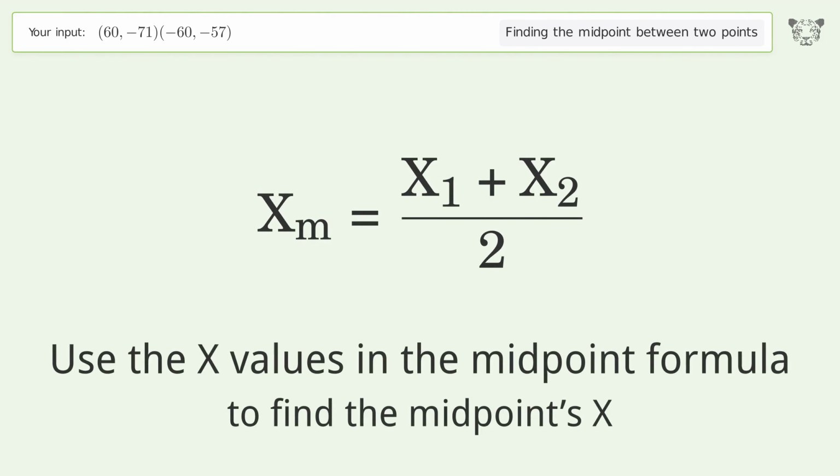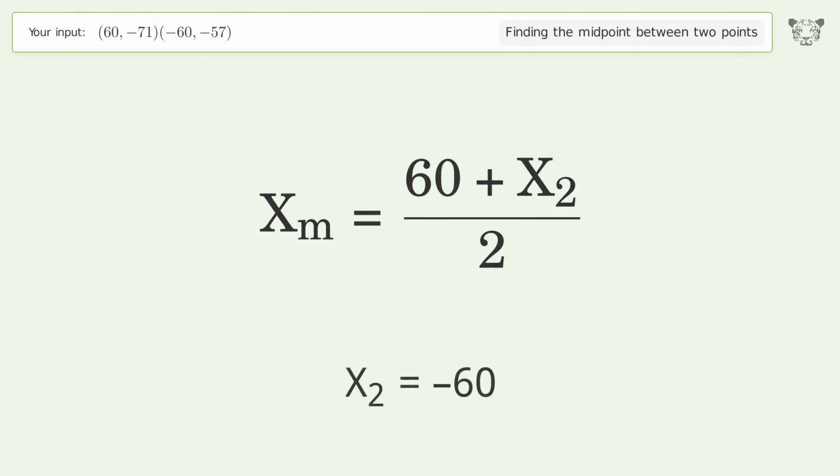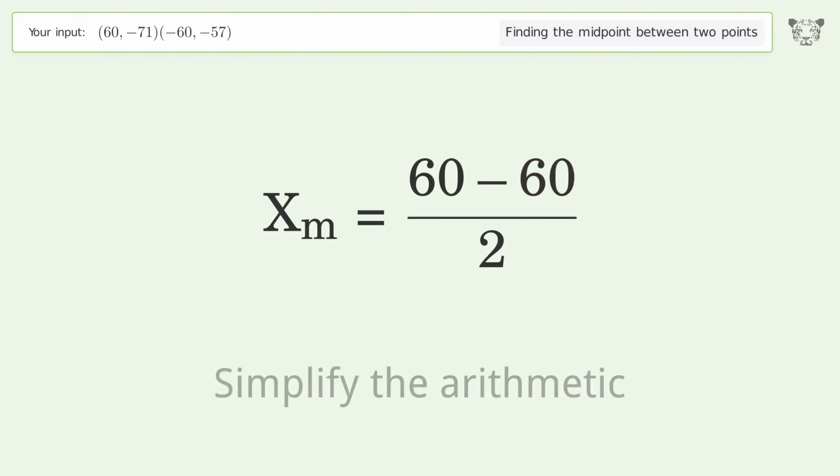Use the x values in the midpoint formula to find the midpoint's x. x1 equals 60. x2 equals -60. Simplify the arithmetic.